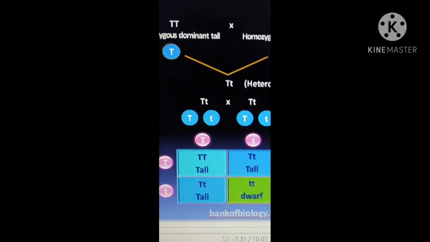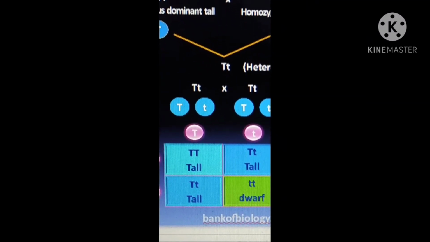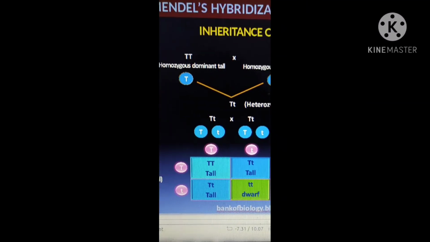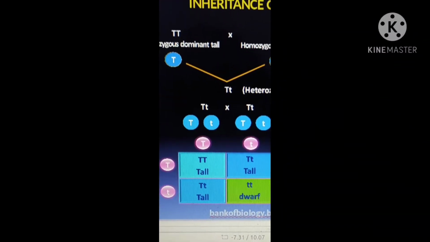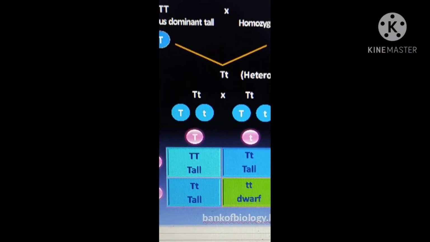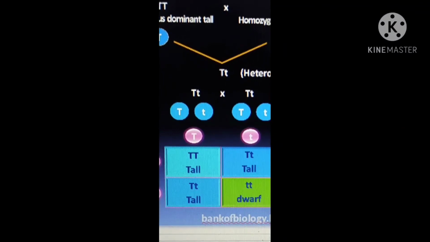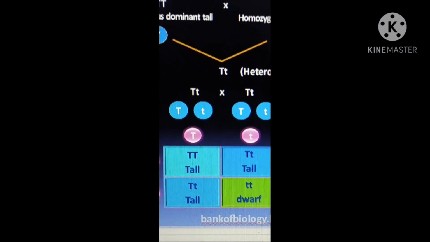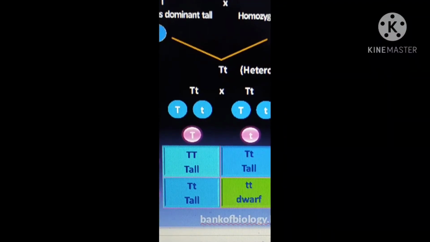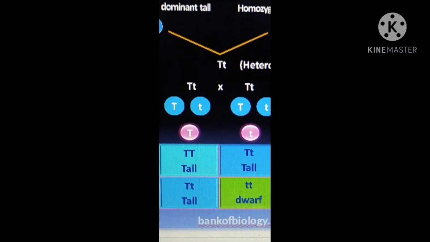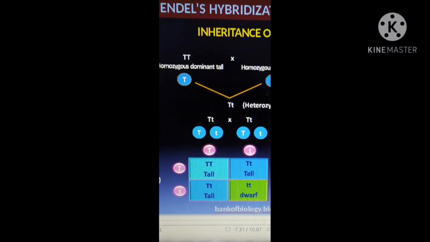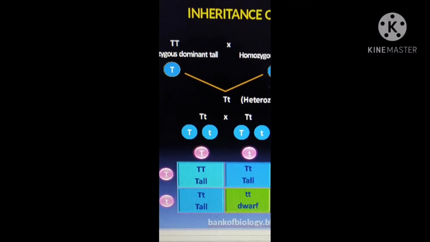Then what about small t small t? It is homozygous dwarf. The plant having the combination of alleles small t small t is dwarf in nature. Clear? Capital T capital T is homozygous tall, capital T and small t is heterozygous tall. Now, the terms dominant and recessive.